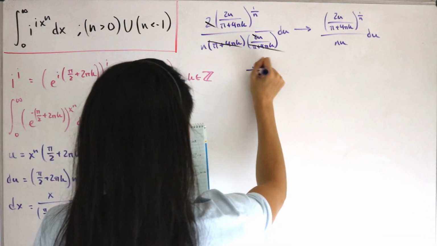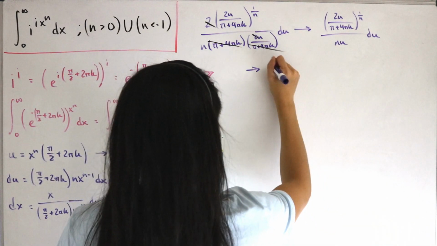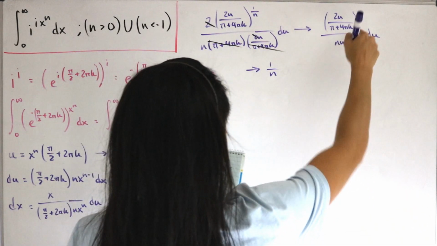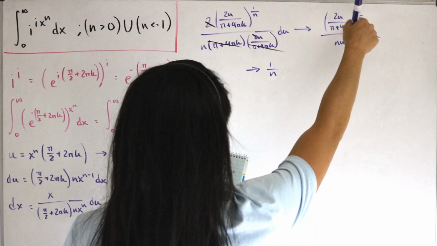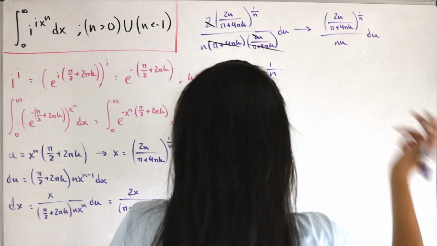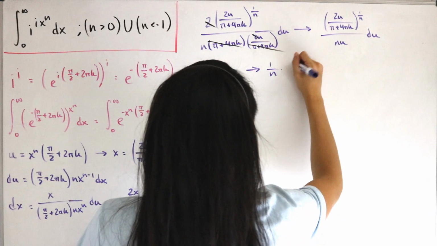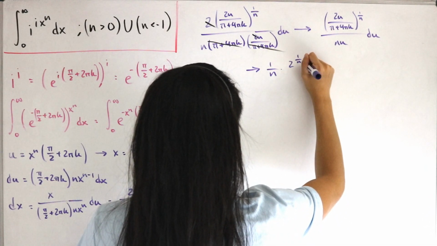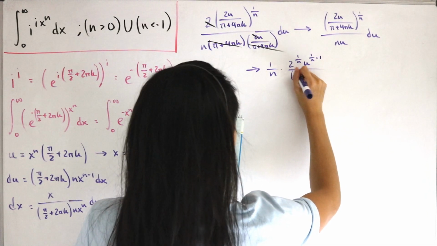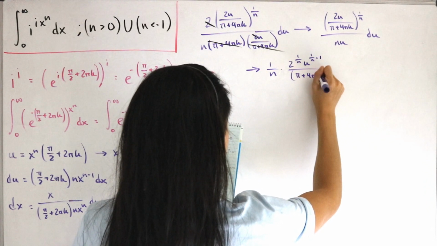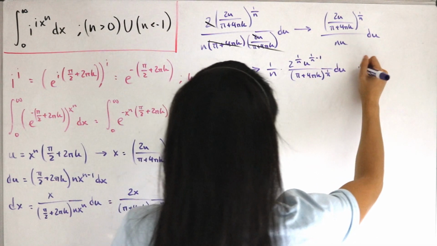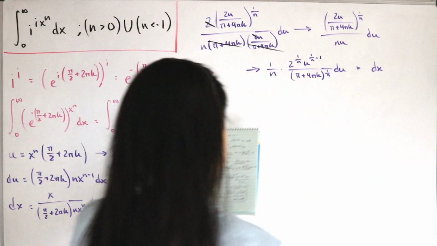Then we can actually continue to establish even further that I'll just separate the 1 divided by n, because that's factoring out the n from over here. And then we have a u over here. So if you bring everything into the exponent over here, I can actually also bring that u back into that base as well. So it becomes a 1 divided by n minus 1. So I have 2 to the power 1 divided by n multiplied with u to the power 1 divided by n minus 1, all being divided by pi plus 4 pi k quantity to the power 1 divided by n, then du, which is still equal to dx.